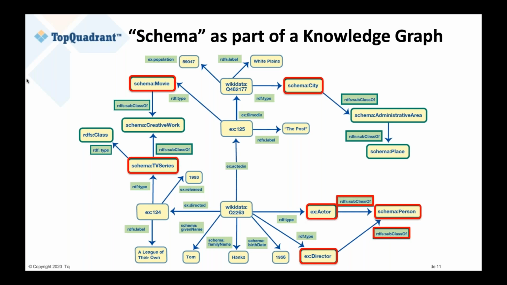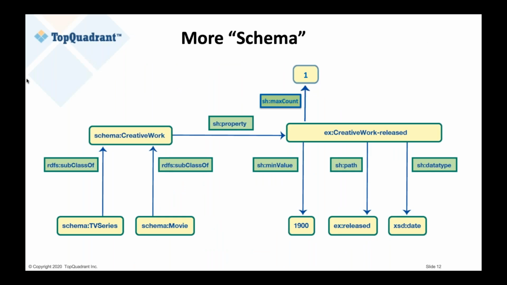Similarly, we're saying that city is a subclass of administrative area, which is a subclass of place. And we could say additional things about those schema elements, from very simple, like, for example, that the human readable label for this property, in this example acted in, is "acted in". But we could also say much more sophisticated and semantically meaningful things.